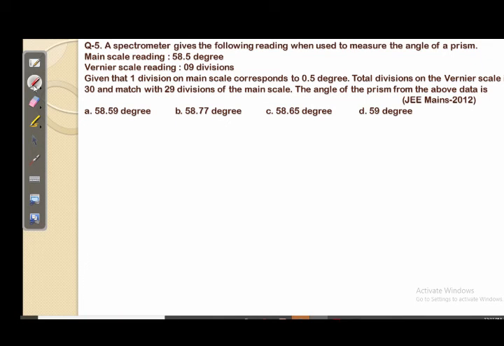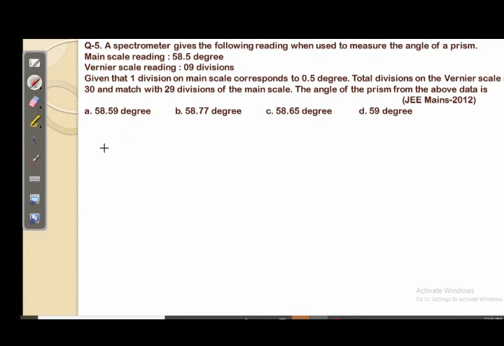So the next question is question number 5. A spectrometer gives the following reading when used to measure the angle of prism. Main scale reading 58.5 degree, vernier scale reading 9 divisions. Given that one division on main scale corresponds to 0.5 degree, that is half degree. Total divisions on vernier scale is 30 and match with the 29 divisions of the main scale. Then the angle of prism from the above data is. This question was asked in JEE Mains 2012. So we will start with the actual solution.